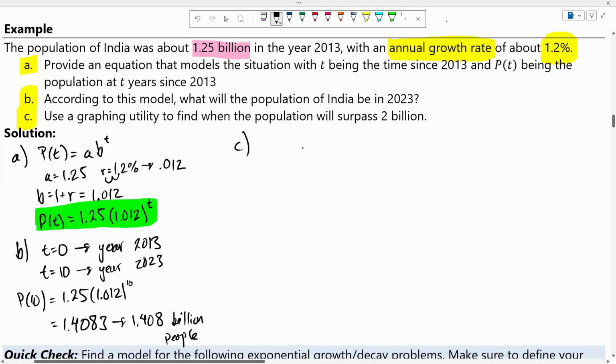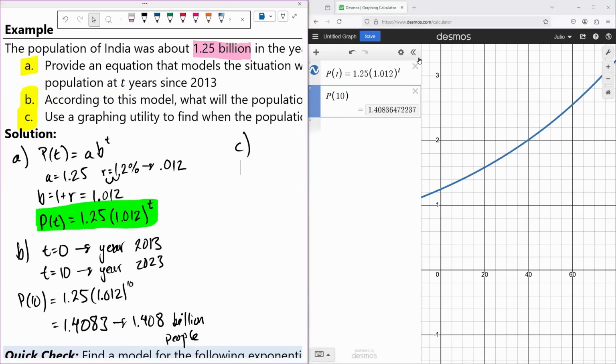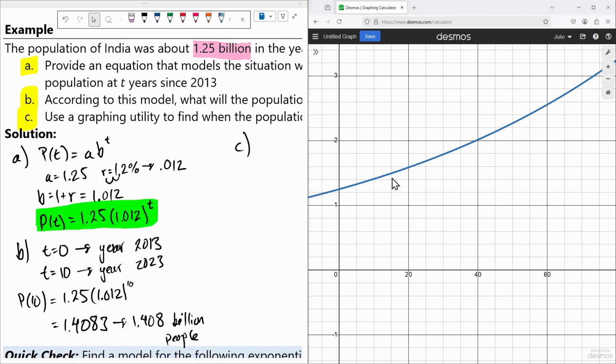Use a graphing utility to find when the population will surpass 2 billion. Okay, so then that means I want my Y value, my P of T value, to be 2. Here's where my graph comes in, okay? And I'm going to go ahead and scooch that over. I need the y value, right? So I can grab my finger, I can grab my computer, and push this all the way till I get a 2. 1.96, 2.04, 2.02. There we go. About 39 years. You guys see that?